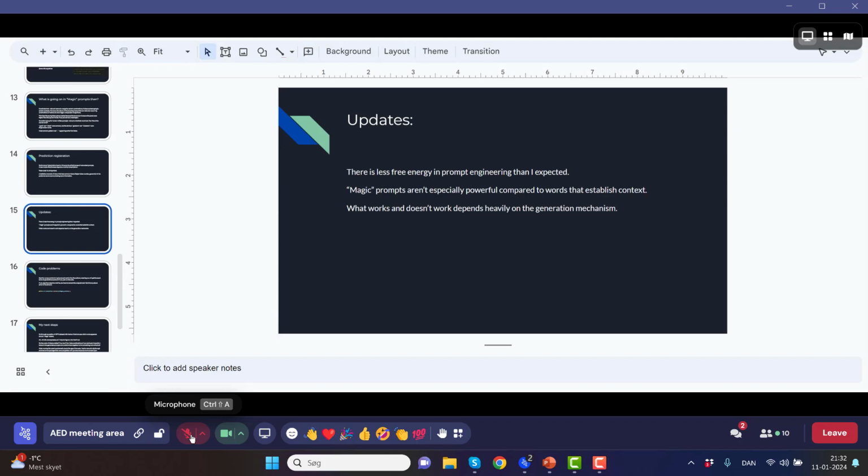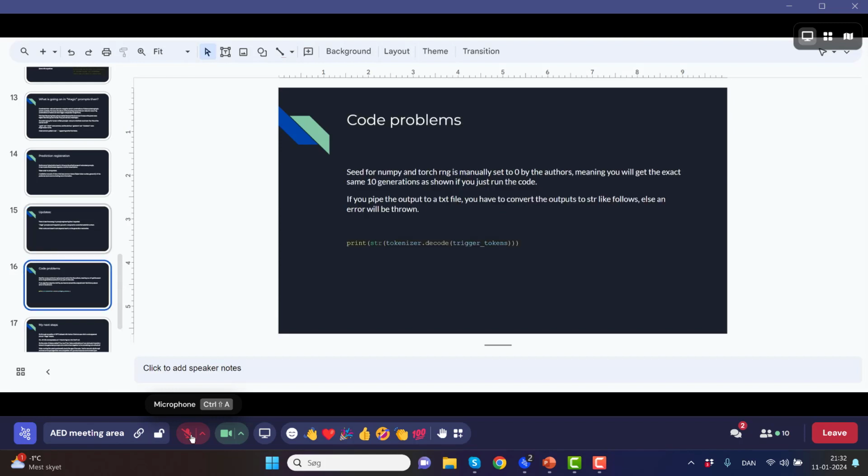Maybe if I look at the papers that follow this, they do it in a more elegant way. And I do see some of those, and they do seem more elegant, more interesting and more effective. But overall, how magical a prompt is doesn't seem to matter in so much as how powerful it is. Adding magic to a prompt doesn't make it more powerful. And yeah, there are some code problems.